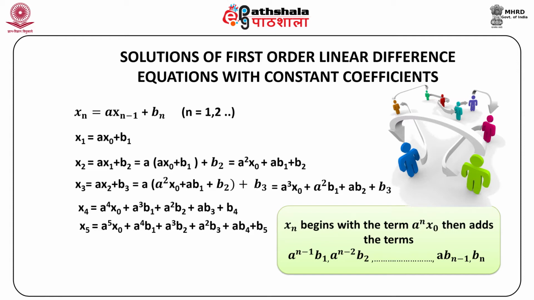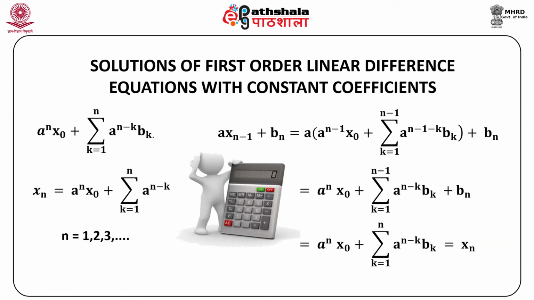Again, we observe the pattern here. In each case, the formula for x_n begins with the term a^n x_0, then adds the terms a^(n-1) b_1, a^(n-2) b_2, which continues to a b_(n-1) and b_n. Hence, the overall sum can be expressed as a^n x_0 plus the summation from k = 1 to n of a^(n-k) b_k. That is, x_n = a^n x_0 + summation from k = 1 to n of a^(n-k) b_k, where n is equal to 1, 2, 3, and so on. This is equation 2.